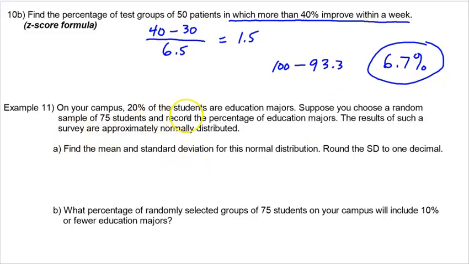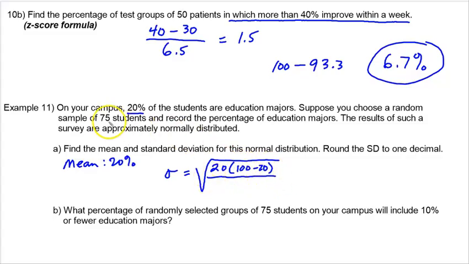Okay, let's try one more. On your campus, 20% of the students are education majors. All right, that's going to be the mean. Suppose you choose a random sample of 75 students and record the percentage of education majors. All right, so let's find the standard deviation according to the central limit theorem. So it's 20 times 100 minus 20 divided by the sample size, which is 75. So in your calculator, doing that calculation, you should get 4.6%.